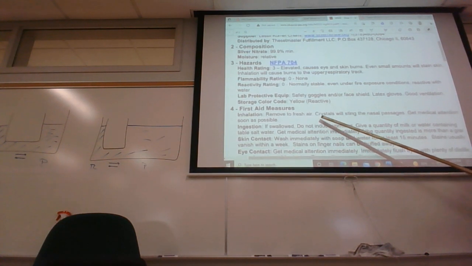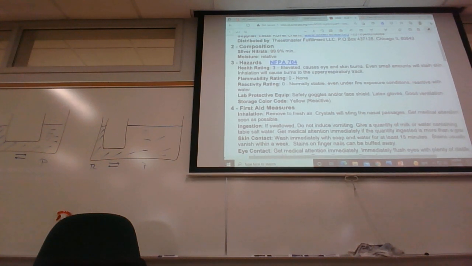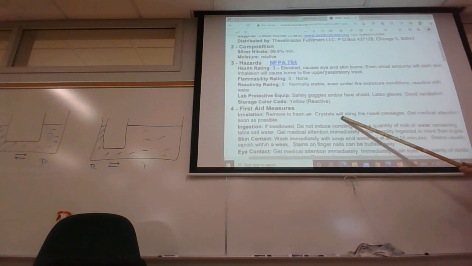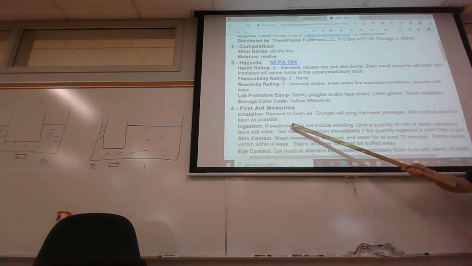Inhalation, remove the pressure. This is like if we're working with solid silver nitrate. Solid silver nitrate you can buy in a powdered form, and so you might create a dust cloud. If you create a dust cloud, then you want to avoid inhaling that dust. The dust consists of tiny crystals. These crystals will sting the nasal passages. Get medical attention as soon as possible.